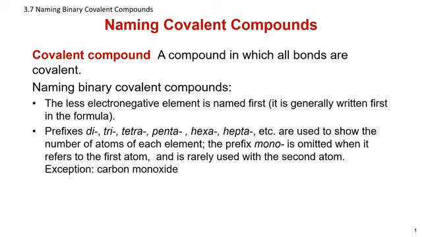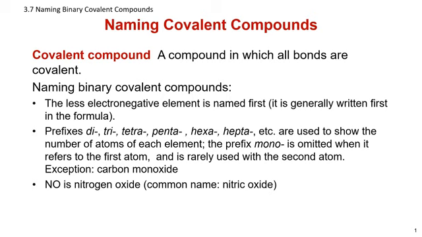Can you tell me the name of this one? The least electronegative is sulfur, so sulfur dioxide, right? You have to use prefixes. Nitrogen oxide. We don't say nitrogen monoxide here. This has a common name called nitric oxide, the same as nitrogen oxide.